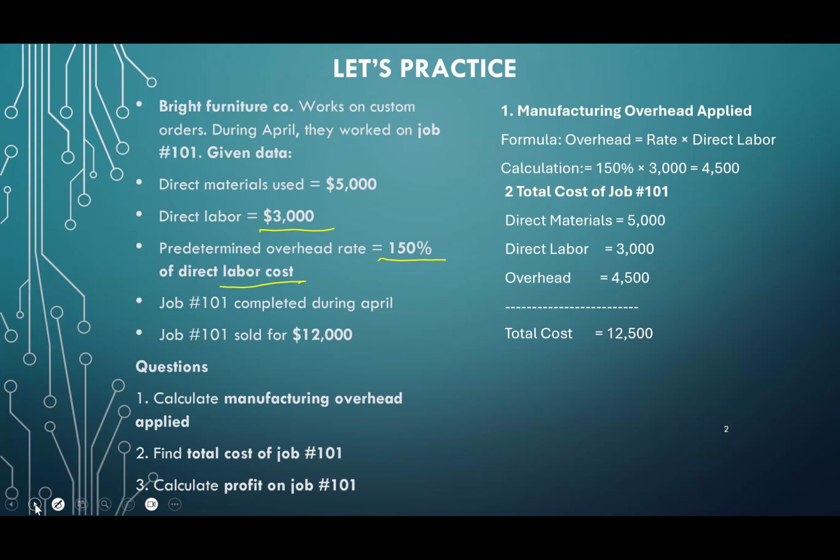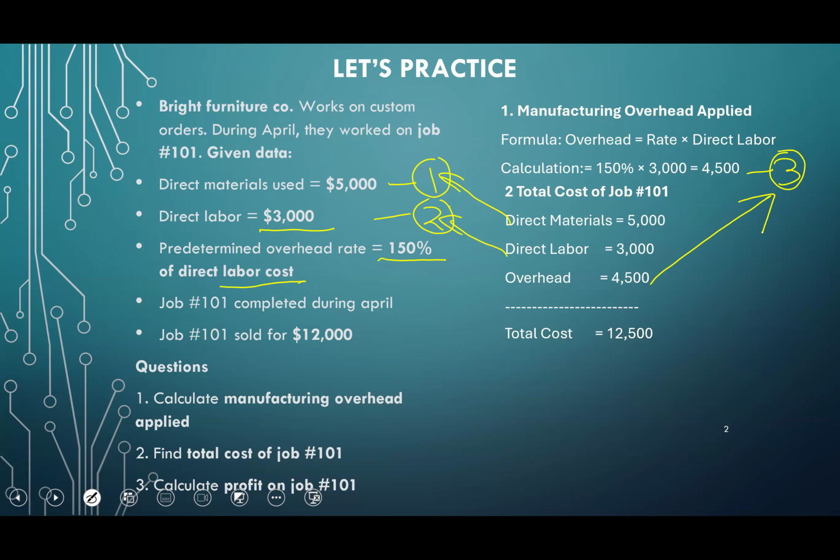Once I have the manufacturing overhead applied, I can easily calculate the total cost of this job by direct material, direct labor, and the third number that I just calculated, applied overhead. So I have this coming from here, I have this coming from here, and this one I just calculated, so I add them up. So this is the total cost of the job.